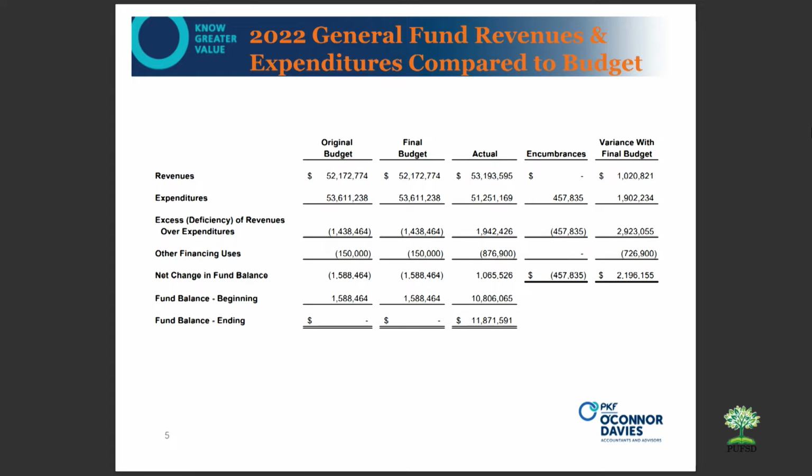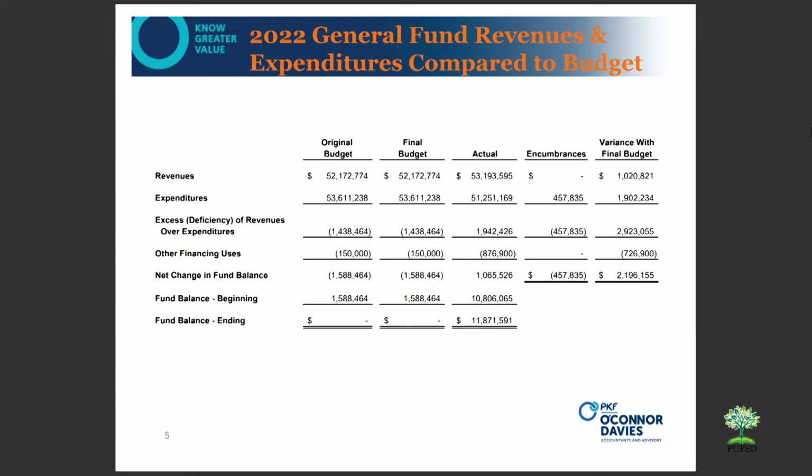On the expense side, you had planned from operating monies to spend about $53.6 million, and the district only spent about $51.2 million, with some money not yet expended but encumbered, set aside to be spent this year. So you can see the variance there. You underspent the budget by about $1.9 million. You had savings of $1.9 million.